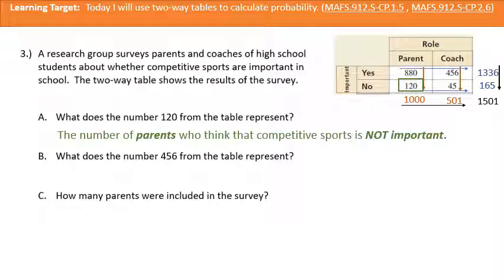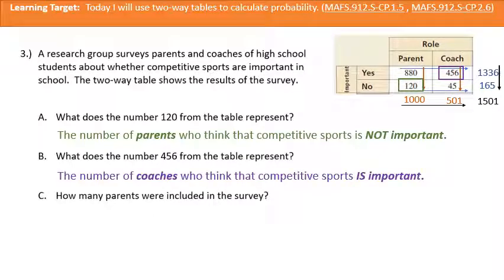All right, let's look at part B. What does the number 456 from the table represent? Well, let's find that number 456 in the table. There we go. All right, so there it is. It looks like it's the intersection of yes and coach. So what does that mean? This represents the number of coaches who think that competitive sports is important.